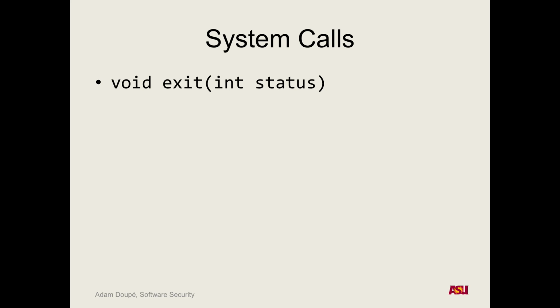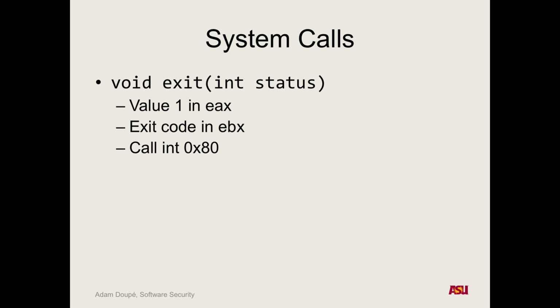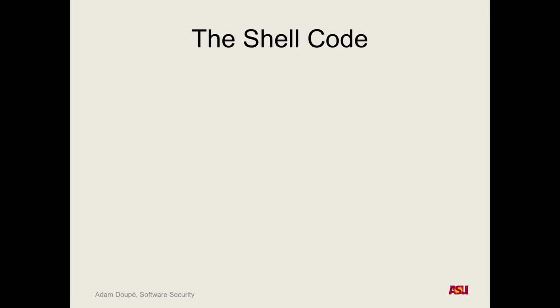Similarly, we have the exit. So exit is actually also a system call. The index is 1, so we put 1 in the EAX register. We put the exit code that we want in the EBX register, and then we call int 0x80. So that's what that'll look like. It's important to look at this when we look at the actual assembly code that the C program generates to see what it does.